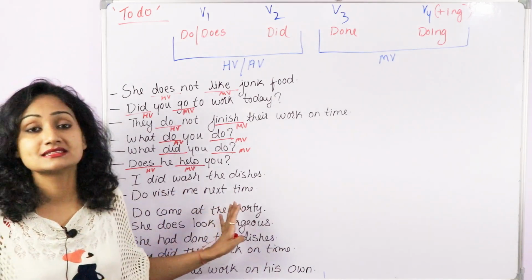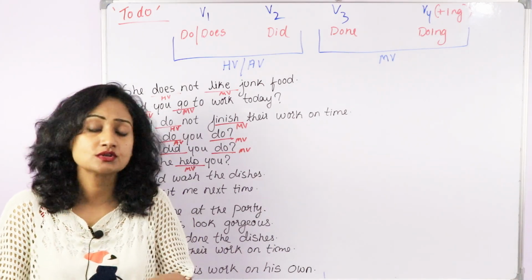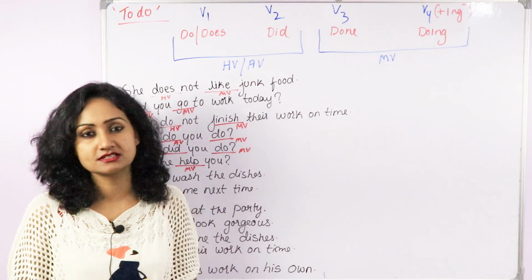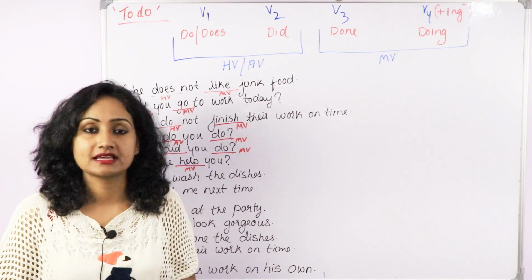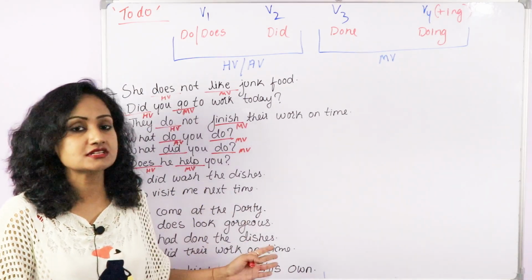Do visit me next time. You can say visit us next time. That's also correct. But when you want to emphasize, you can say you must visit us next time. You have to visit us next time. Do visit us next time. So that means you're emphasizing this thing. So this is again an emphatic sentence.